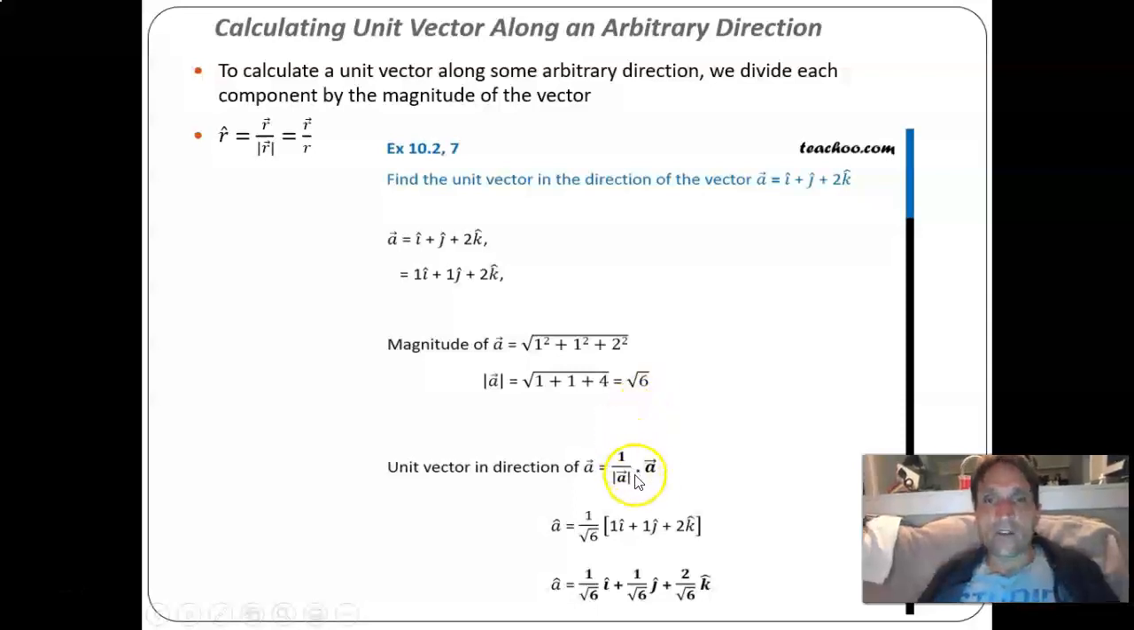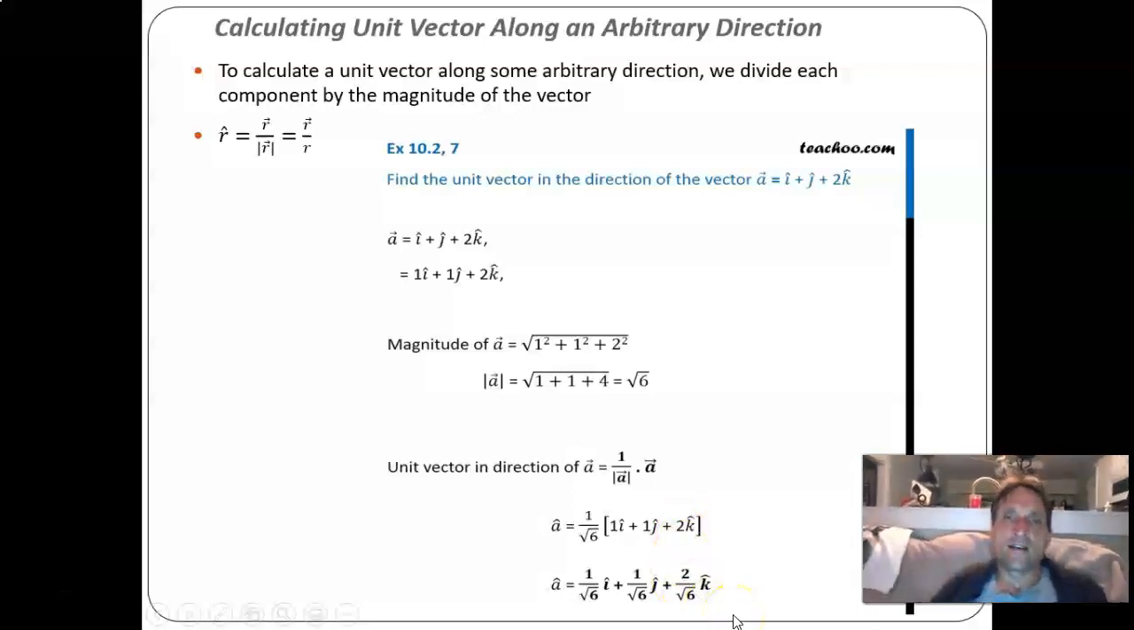So all we do to get the unit vector A is just divide each component by the square root of 6. So it would be 1 divided by the square root of 6 I hat plus 1 divided by the square root of 6 along J plus 2 over the square root of 6 K. So that's a review of unit vectors.